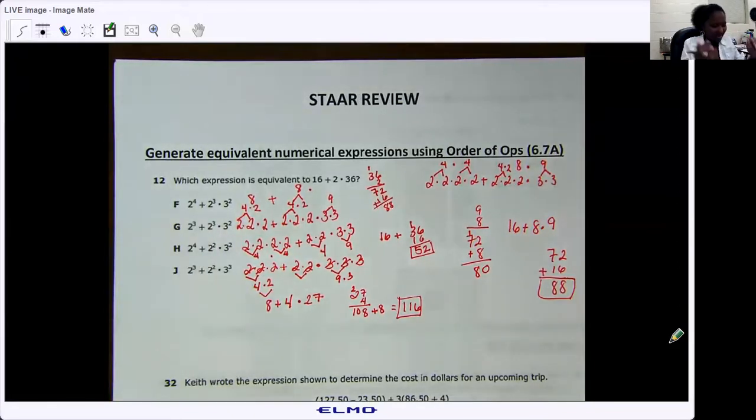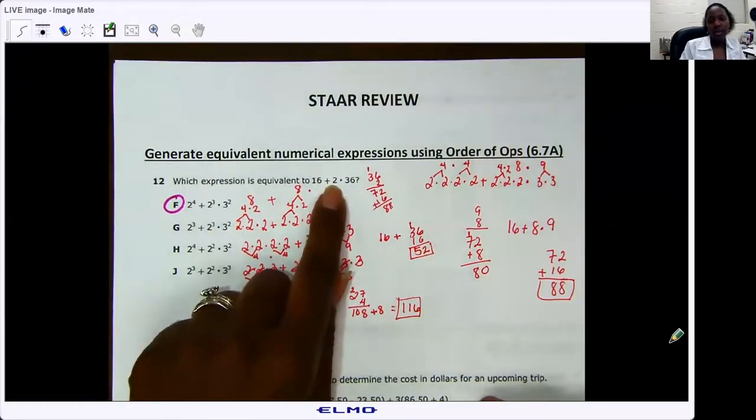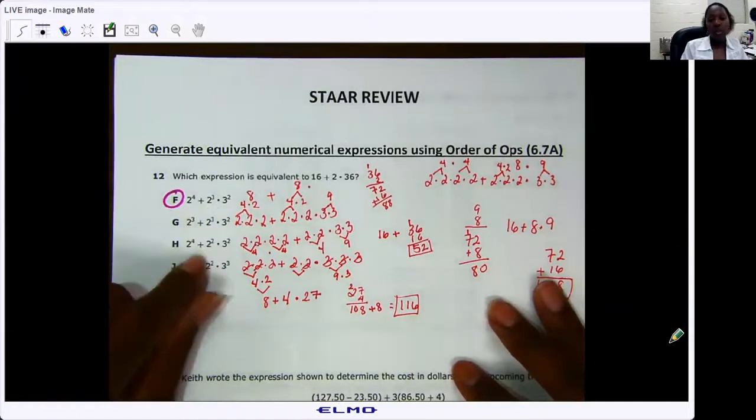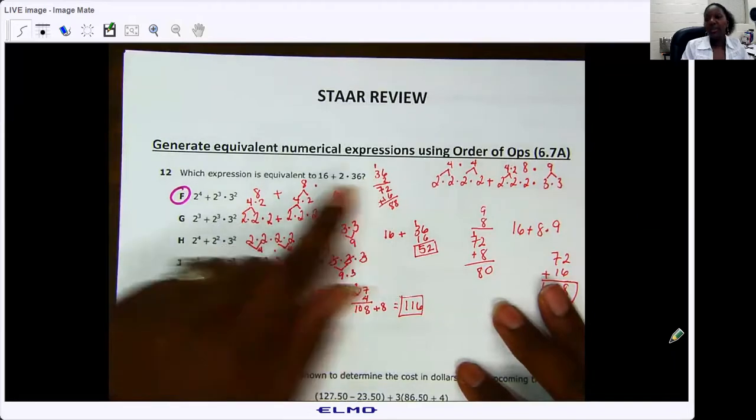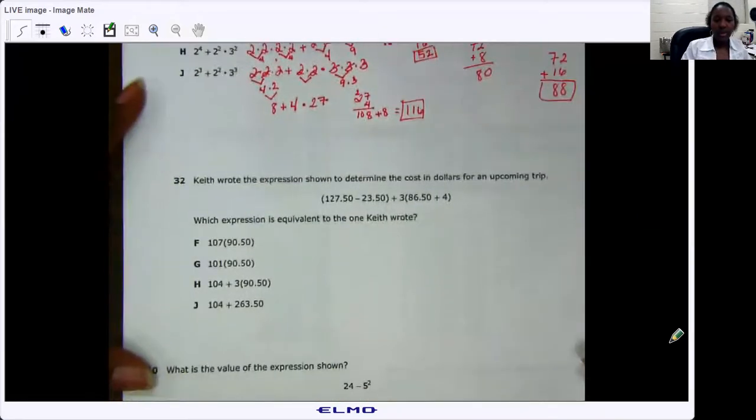we didn't know. So F is equivalent to our expression up here. Yes, it was a lot of work, ladies and gentlemen, but that was the only way you're going to find your answer. You had to solve each one to see what was going to give you the same answer as your first expression, okay? Let's look at the second one.